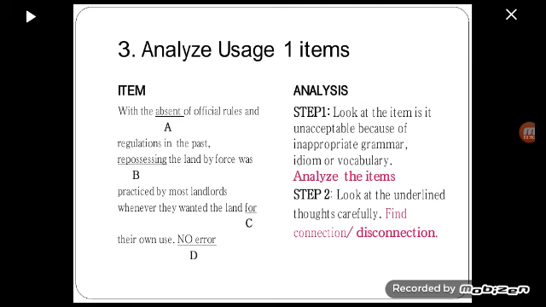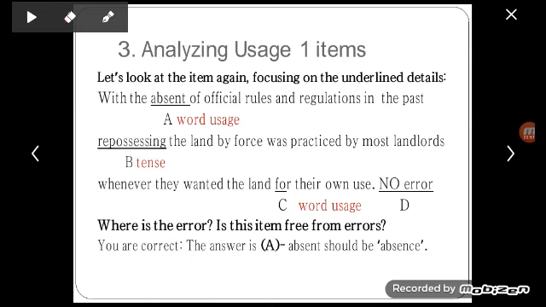The next step is to look carefully to find the connection or the disconnection. Let's take a closer look. Now, if we look at it carefully, we realize that absent focuses on word usage. For also focuses on word usage, and repossessing has something to do with tense. But where is the error? We have checked the spelling, the tense, and how the word is used. Is the correct word used everywhere? No. The error is A. Absent should be absence.